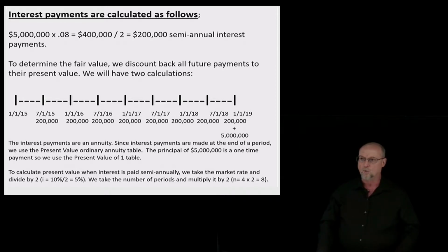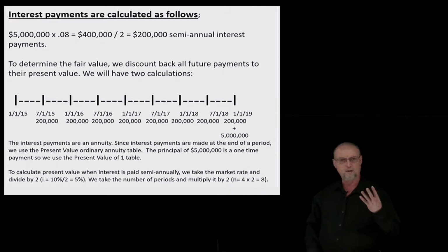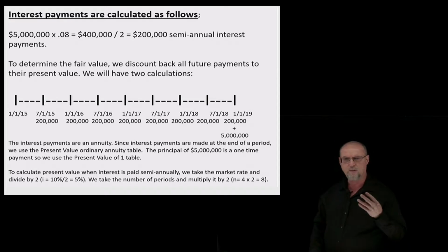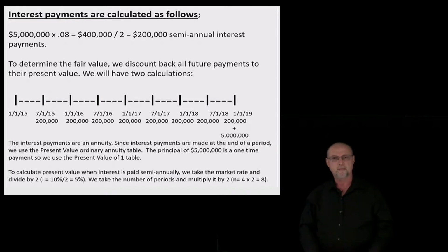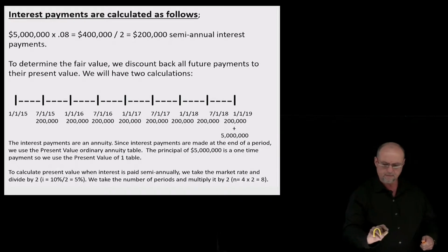Now, when the interest payments are made semi-annually, you have to do 2 things. If the number of years is 4, but interest is paid twice a year, then we have 8 time periods. So n will equal 8.